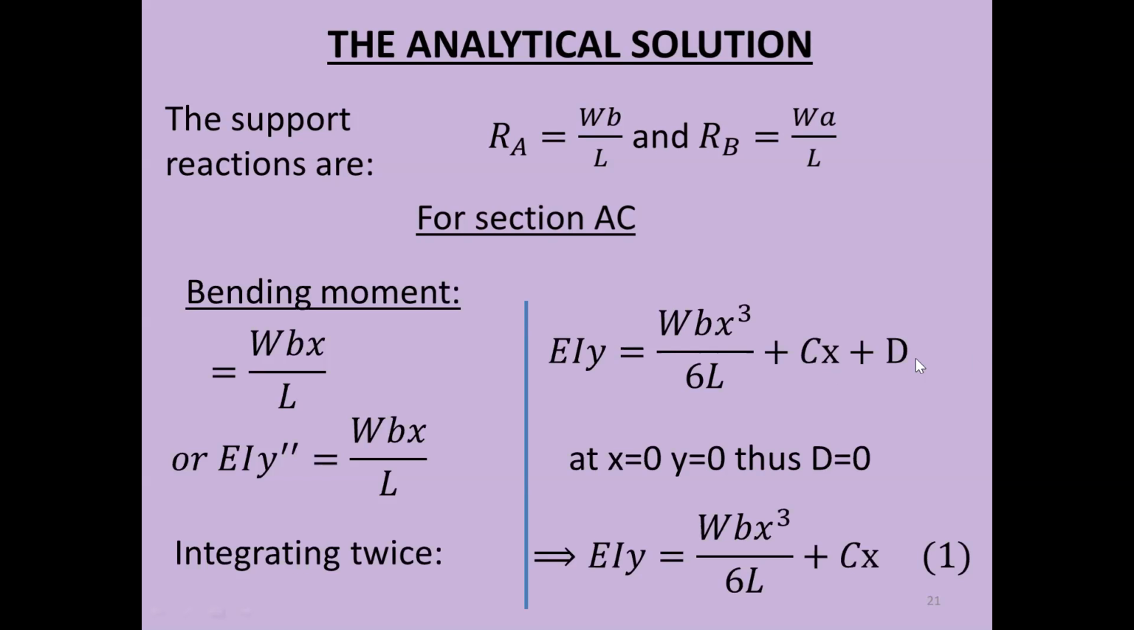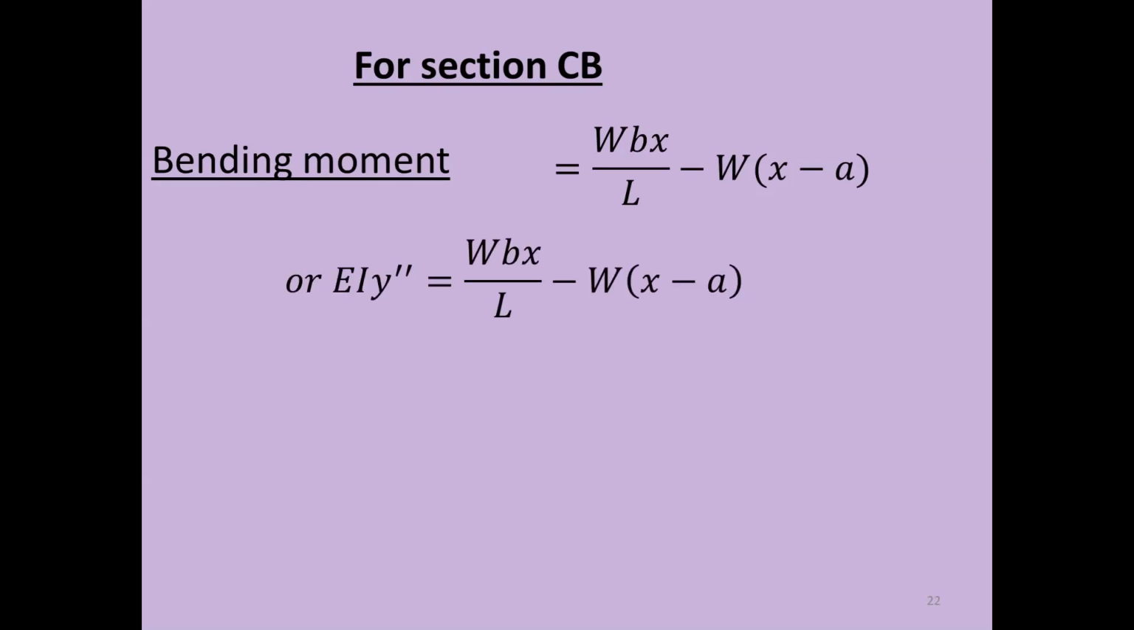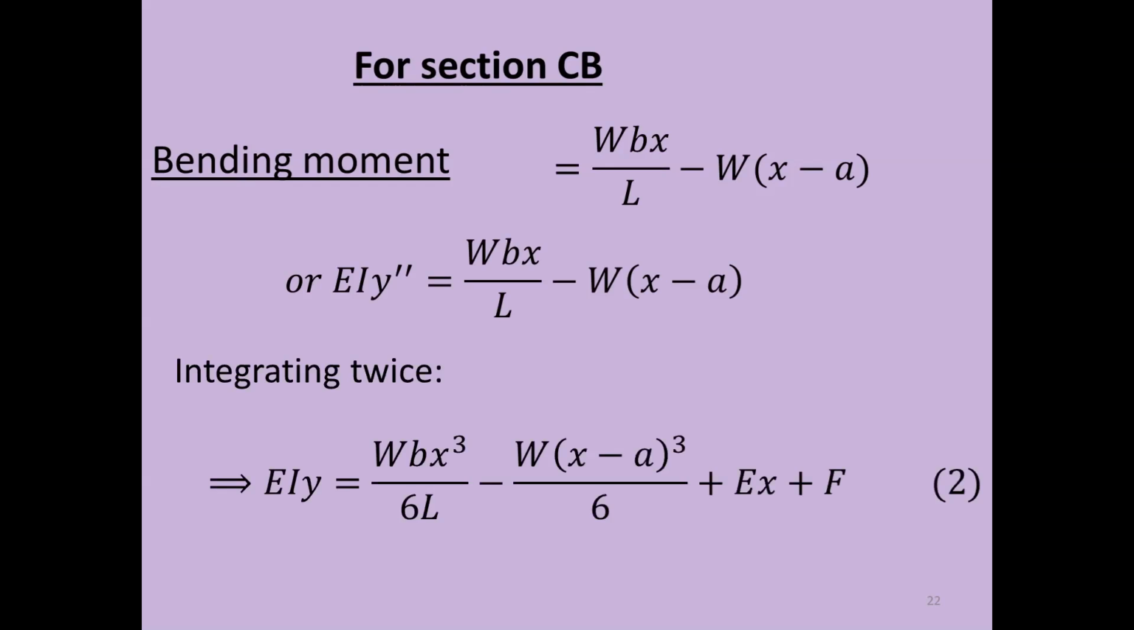Coming to the next section, that is section BC. The bending moment is given, and integrating this twice gives equation number 2, having two unknowns E and F. Now one of these two unknowns can be found by using the boundary condition that y is equal to 0 at x is equal to L, and the other unknown is still going to remain in the expression.